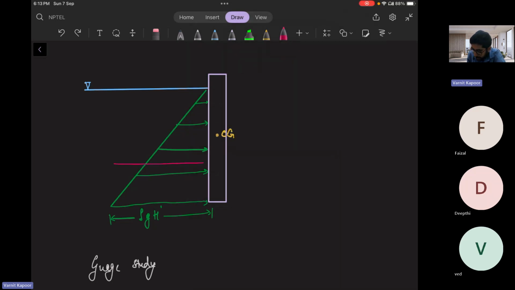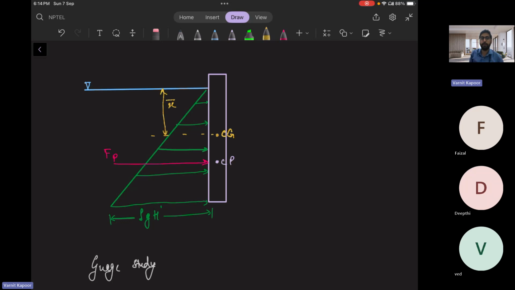So suppose this net pressure force FP is acting at the point CP, the center of pressure. We don't know the distance of the center of gravity as well as the distance of the center of pressure, so we need to identify that. How will we identify? The center of gravity is generally the geometric center.